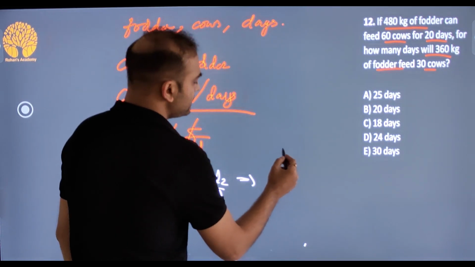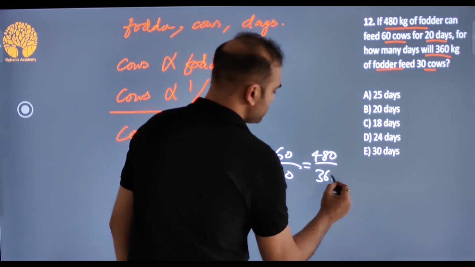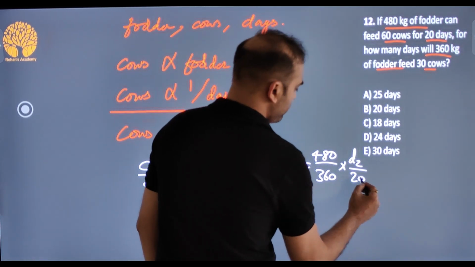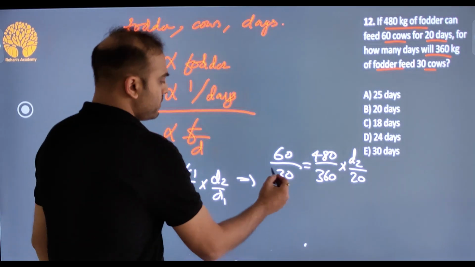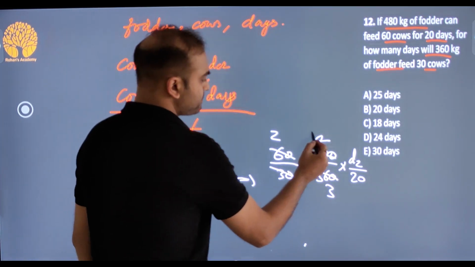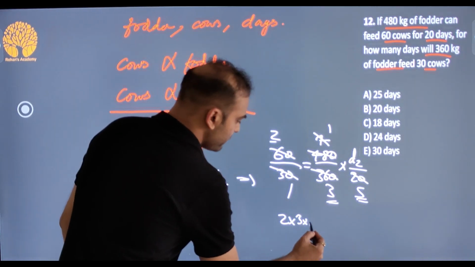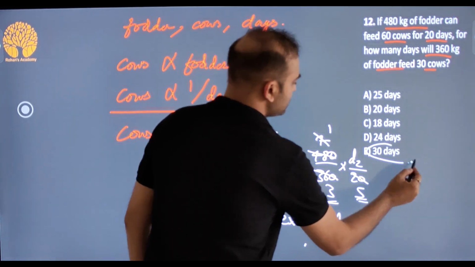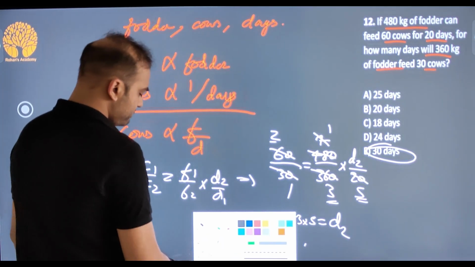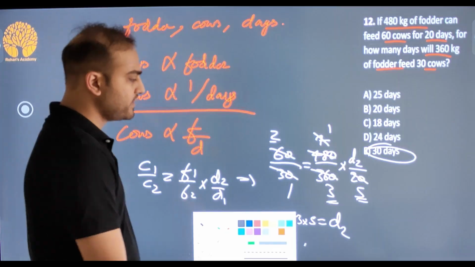Plug in the values. C1 is 60 cows, C2 is 30 cows, F1 is 480 kg fodder, F2 is 360 kg, D2 we need to find, D1 is 20 days. Cancelling the common factors, we get 5, 3, 2. 2 into 3 into 5 is D2. D2 is 30 days, right? Again, you can apply the NRT formula also here. That will also work directly, okay?